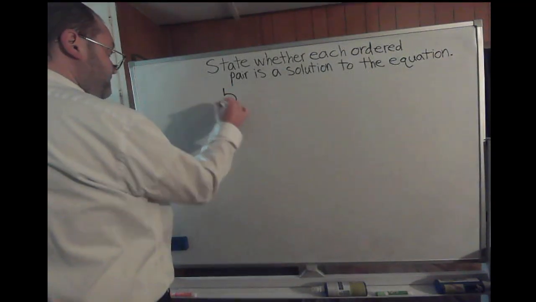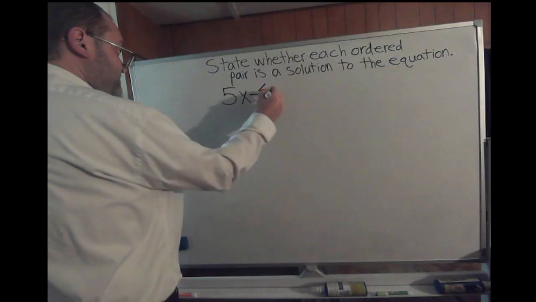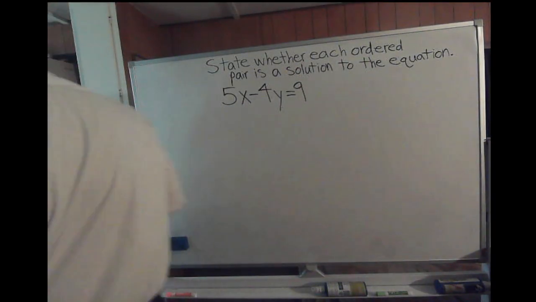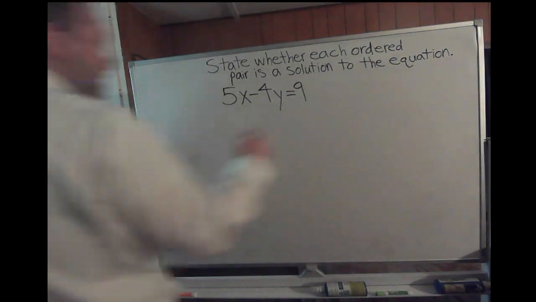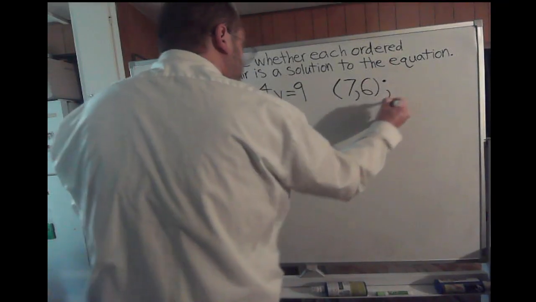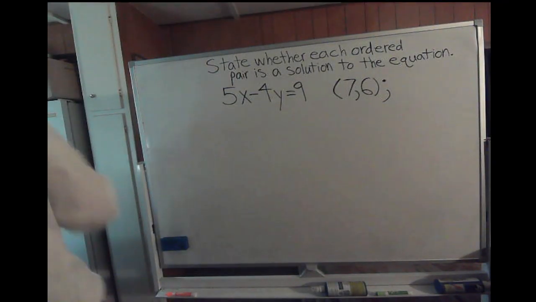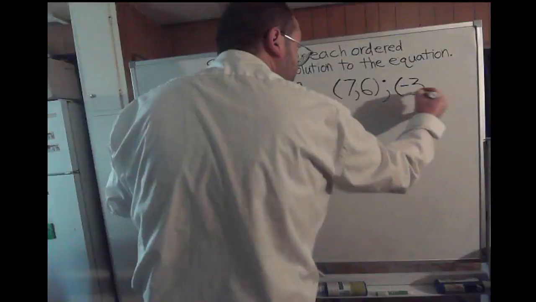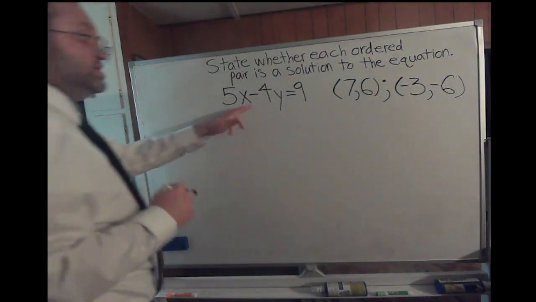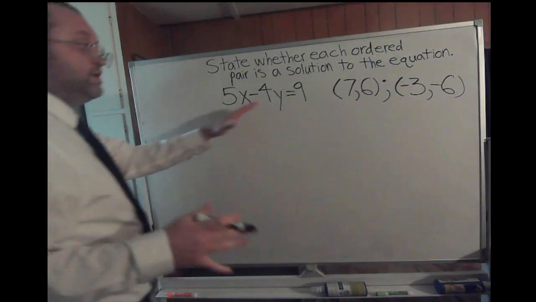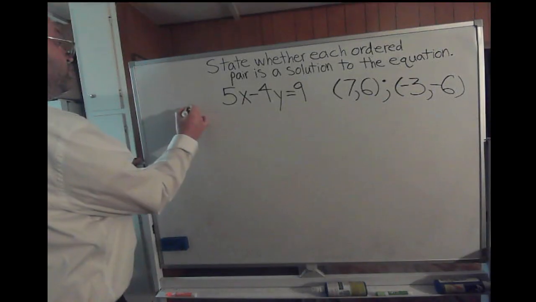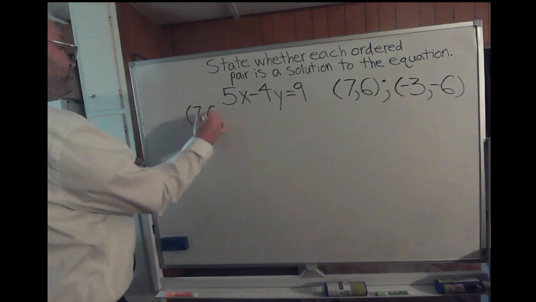So how about 5x minus 4y equals 9? So we have 5x minus 4y equals 9. They want to know, is 7, 6 a solution as well as negative 3, negative 6? Would those ordered pairs be viable solutions to this equation? Or in other words, would they rest on that line? Will those points rest on that line? Let's find out. So we'll start with 7, 6 here.